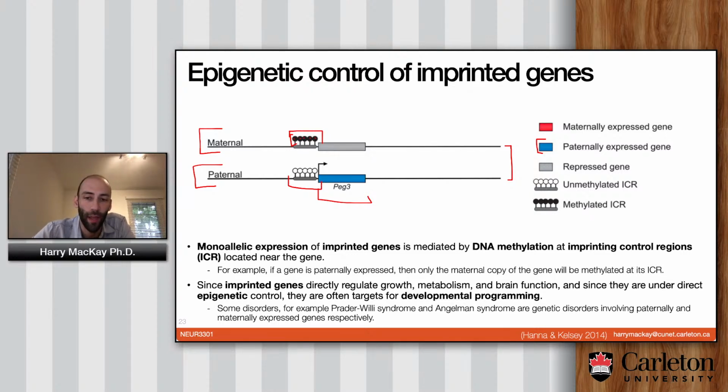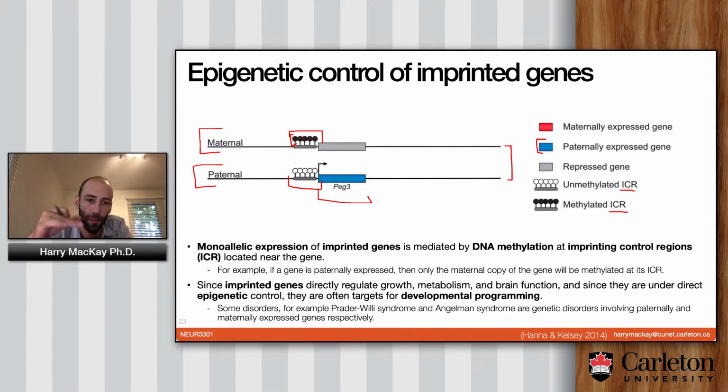The methylation takes place at these things called ICRs. These are imprinting control regions. So the methylation level there correlates with which chromosome that particular allele came from, to the point where you can actually look at the methylation and say, oh, this came from mom or this came from dad, if you know what gene you're looking at. For imprinted genes, not for every gene.